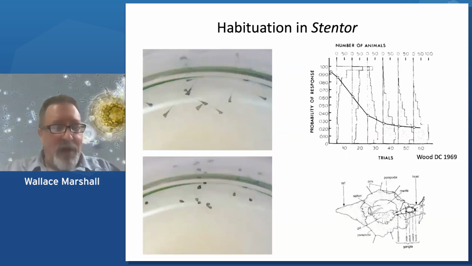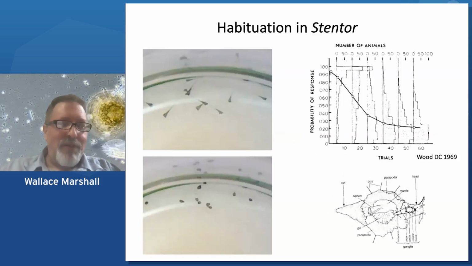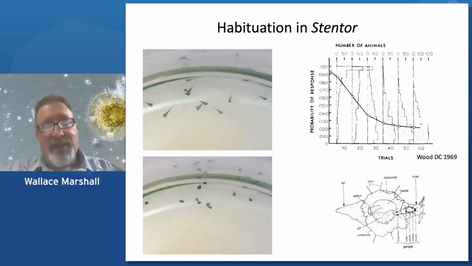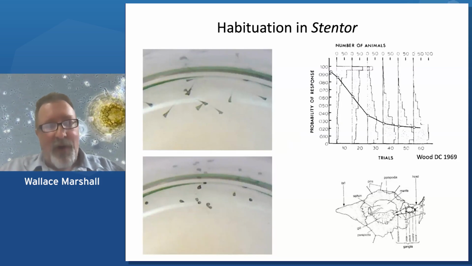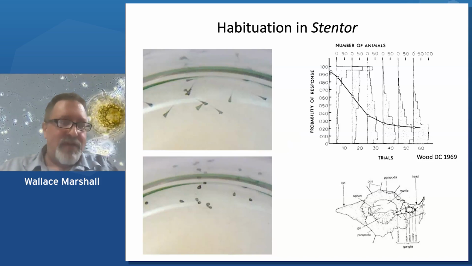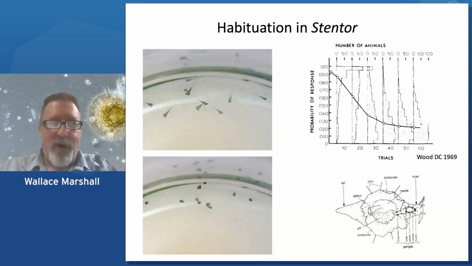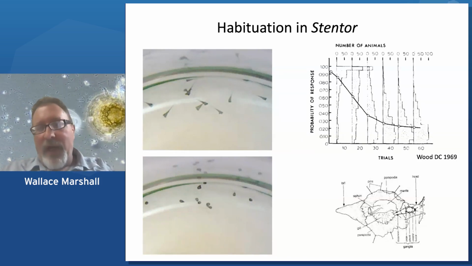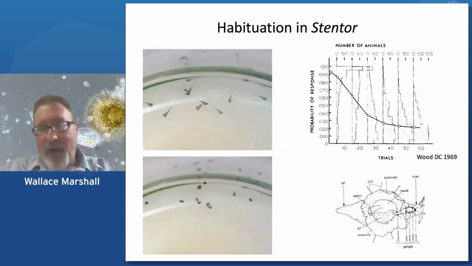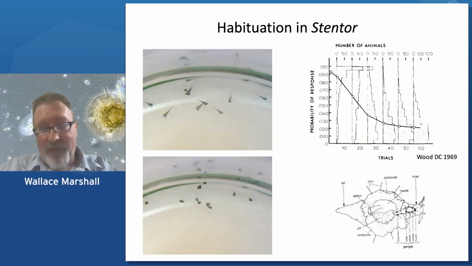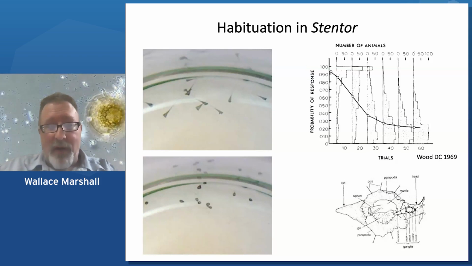So this is just, on the left, some examples. On the top left, you see images of Stentor cells when they're happy in their extended form. The cells are about a millimeter long, as I said, so they're quite easy to see even with low power objectives. Then on the bottom, after you tap the dish, the cells all contract down into a ball. Shown in the upper right is a plot of the probability of response versus trial. So this is tapping once per minute, and this is data from a paper by David Wood. We did a lot of work on Stentor habituation in the 80s.